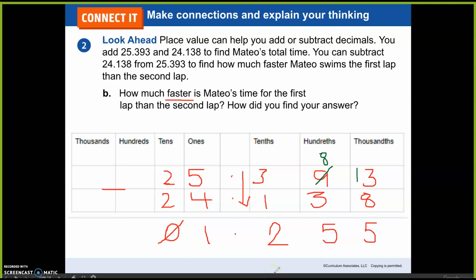Okay, so let's read that one more time. I'm going to say it, and then you say it after me, and the last time we're going to read it together. So 1 and 255 thousandths. Your turn. Cool. Third time all together. Ready? Here we go. 1 and 255 thousandths. Awesome, guys.